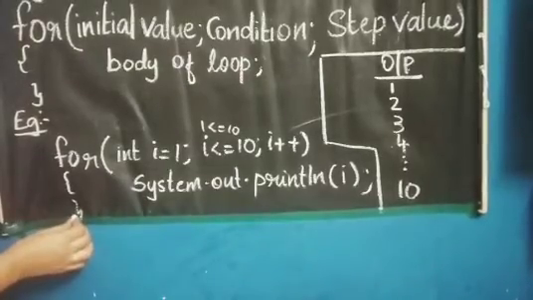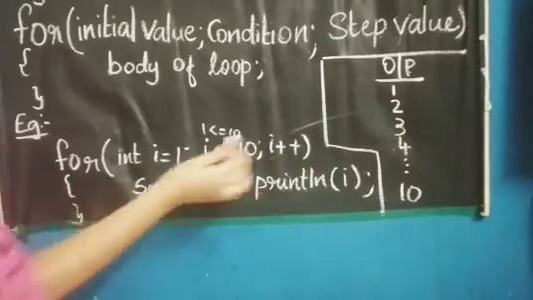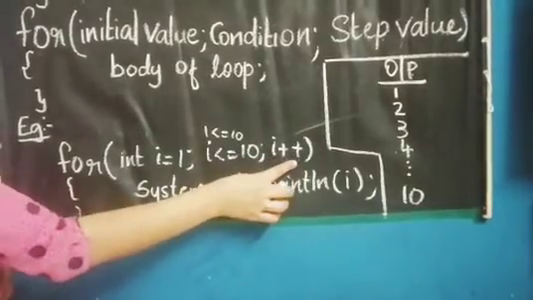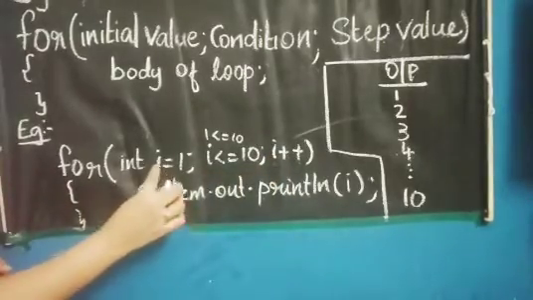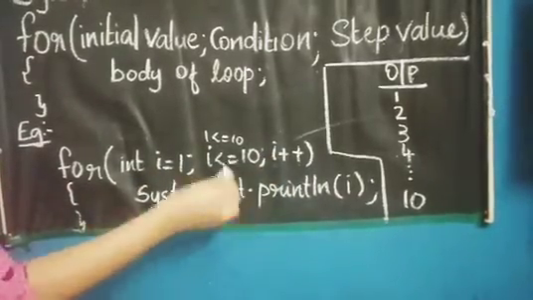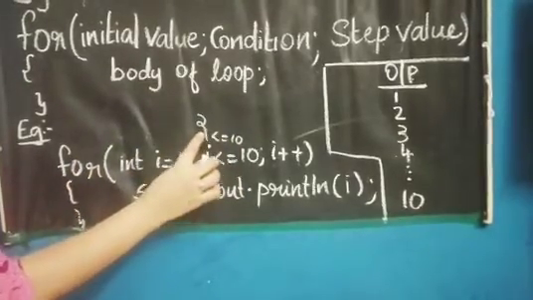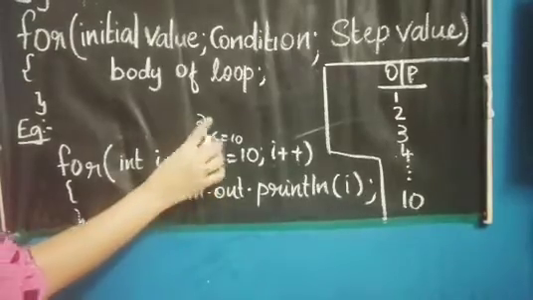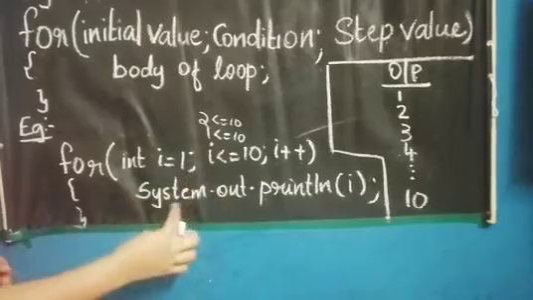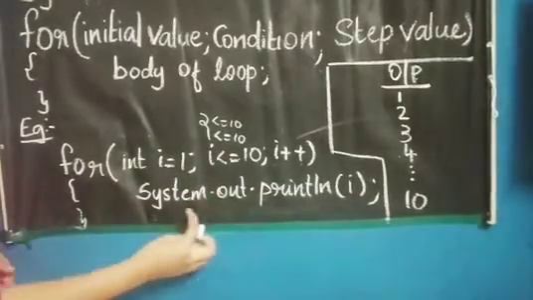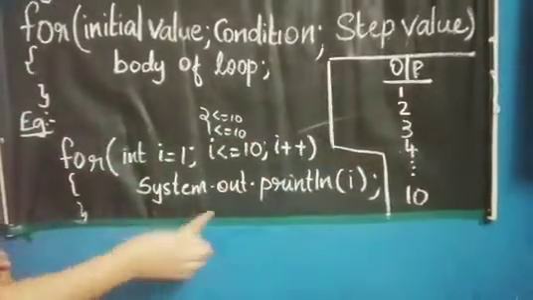When you see the end of the block, the control goes to the increment as well as the decrement, that is the step value. So here we have increment, which means i++. That is, the i value should increment by 1, so i will become 2. Next the condition will be checked: 2 is less than or equal to 10. The condition is true, so it comes inside and prints the statement System.out.println(i), and the i value is 2. Then again i++.